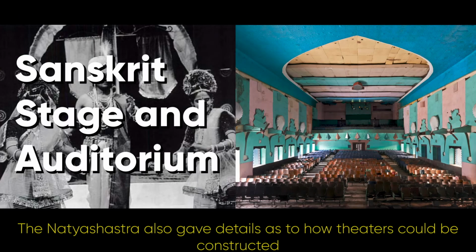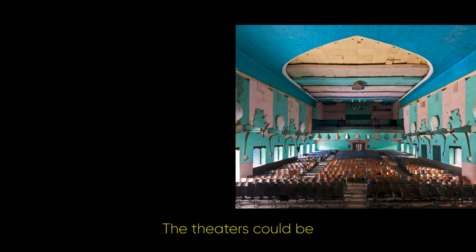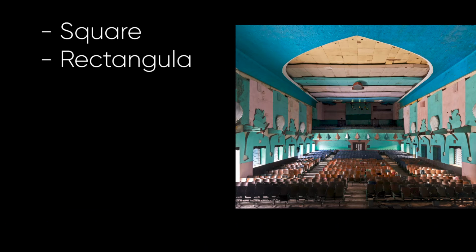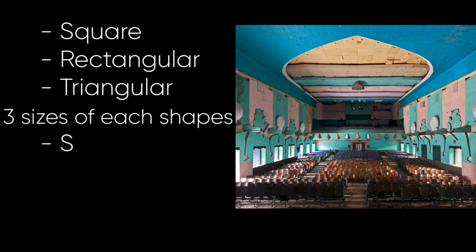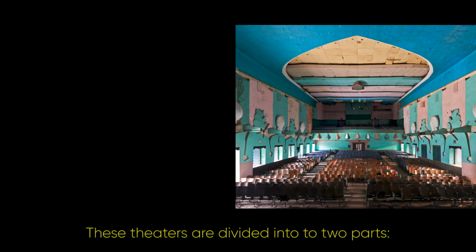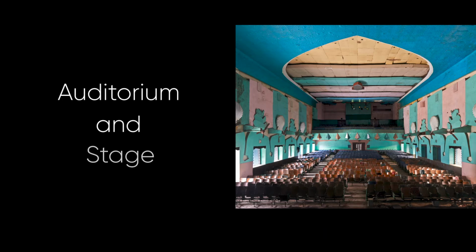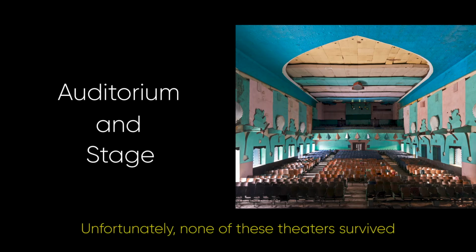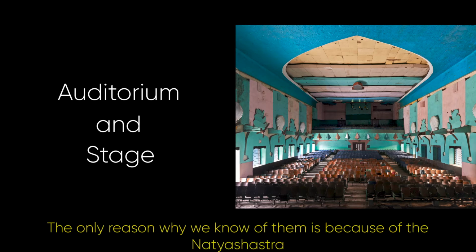The Natya Shastra also gave details as to how theaters could be constructed. The theaters could be square, rectangular, or triangular, and small, medium, or large, a total of 9 types. These theaters are divided into 2 parts, the auditorium and the stage. Unfortunately, none of these theaters survived. The only reason why we know of them is because of the Natya Shastra.